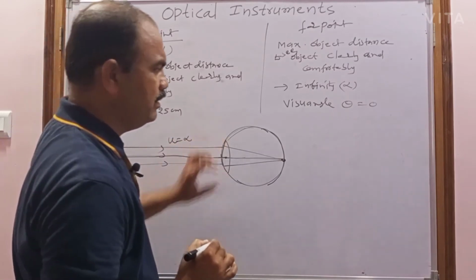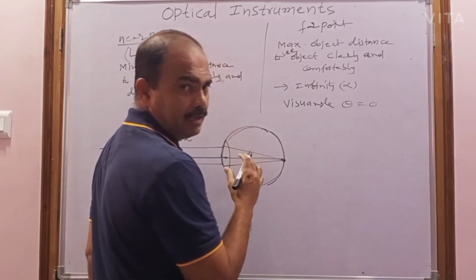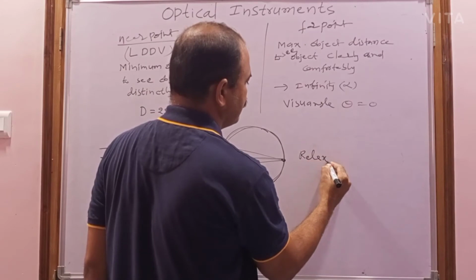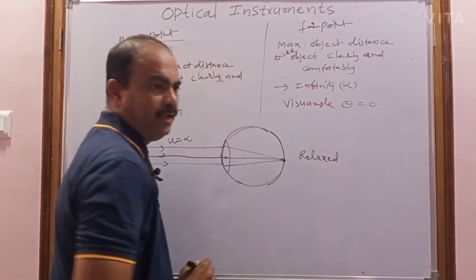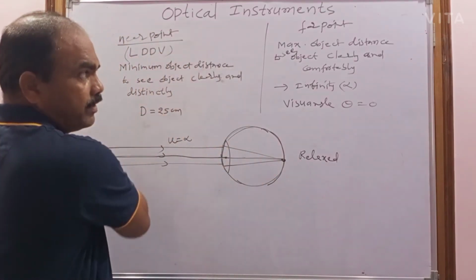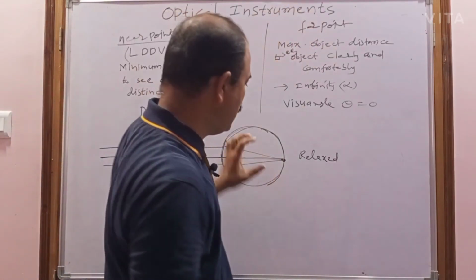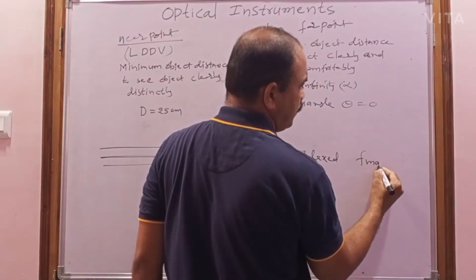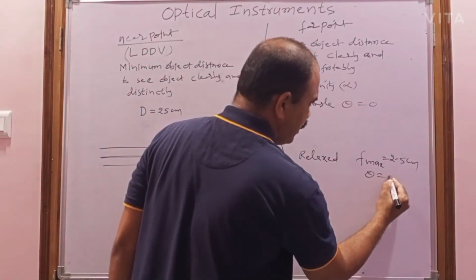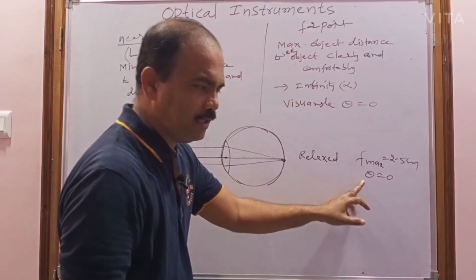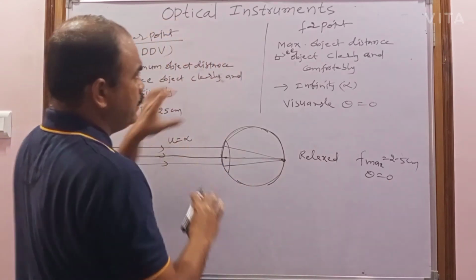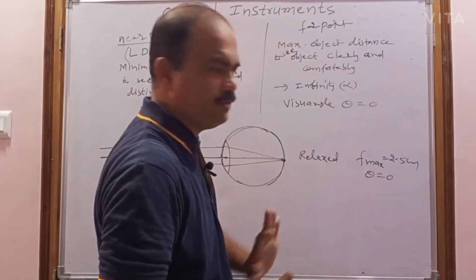So our eye will feel relaxed when the object is at infinity, or at the far point. In this case, the eye lens has the maximum focal length, that is 2.5 centimeter. And the visual angle is nothing but what? 0. The visual angle is represented with the letter theta, remember. So it is 0. This is when our eye is focused at the far point.